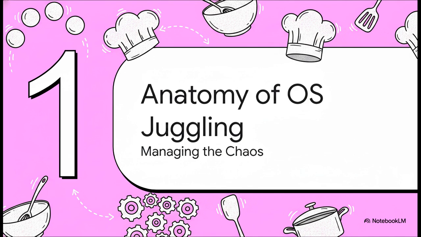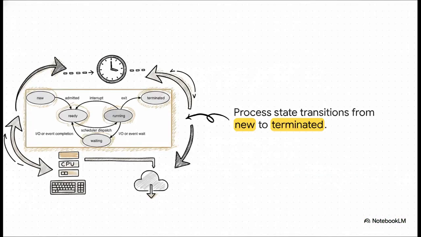All right, Section 1, Anatomy of OS Juggling. Let's see how the OS actually manages this chaos. So how exactly does the OS keep track of all these active kitchens at the same time? Well, every process goes through a really strict life cycle, constantly bouncing between 5 fundamental states. When it's first created, it's in the new state. From there, it shifts to ready, which just means it's sitting around waiting to be assigned to the processor.